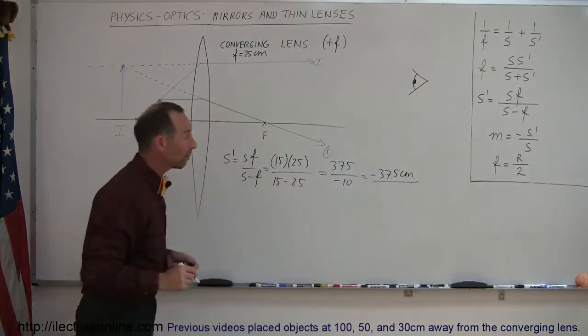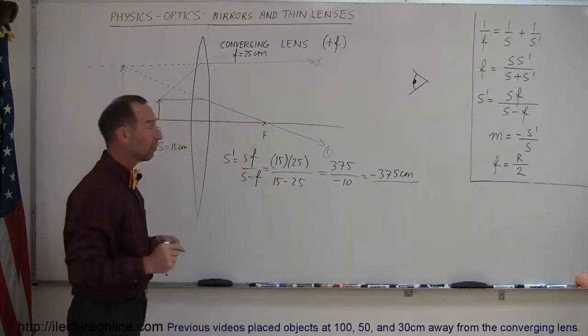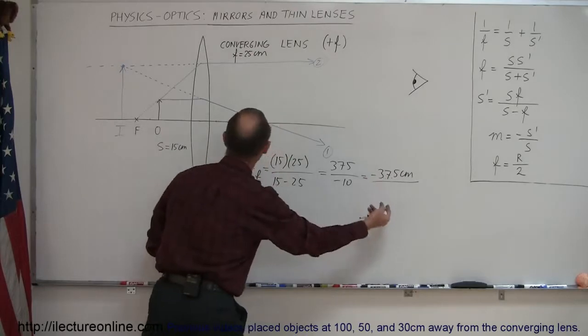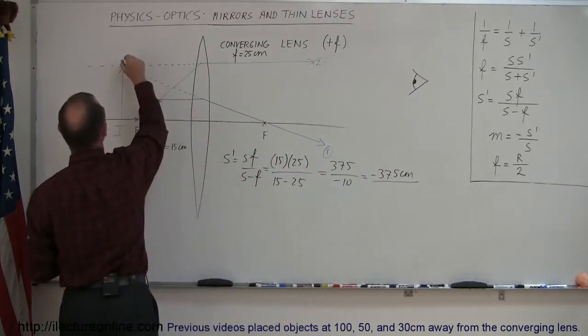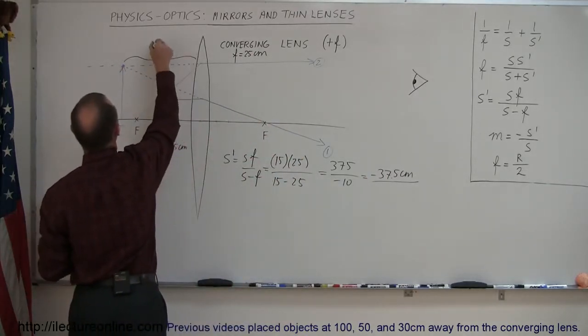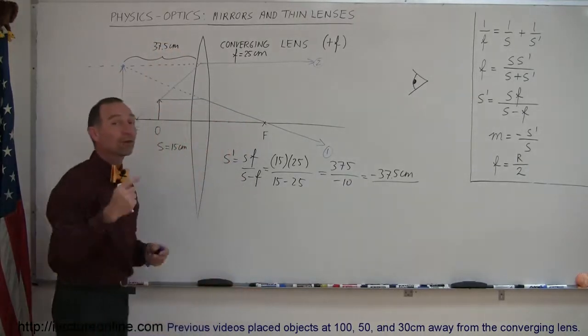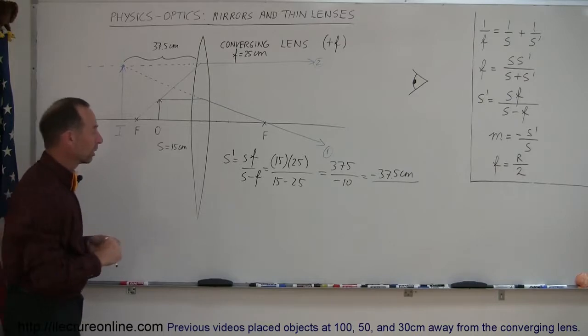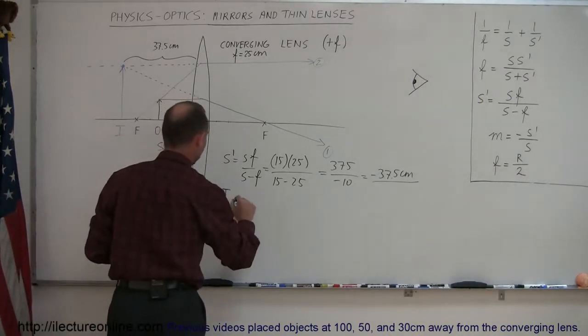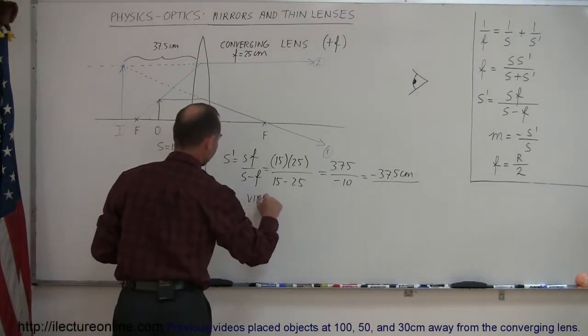All right, so we found our image. It's 37.5 centimeters from the lens, but since it's a negative quantity, it places it in front of the lens. So this distance right here is 37.5 centimeters, but the negative here indicates that it's in front of the lens, meaning it's a virtual image. So that's it. That's why we can write I is virtual.